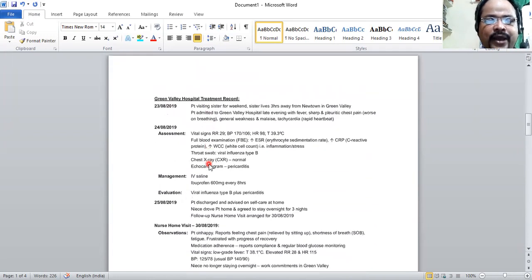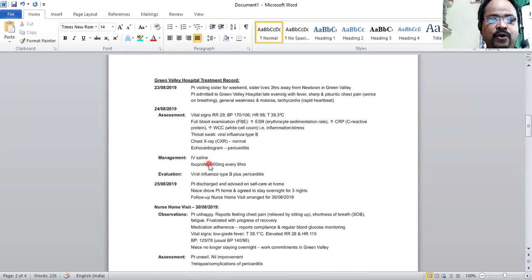Now we have the treatment record, and we need to brief those treatment records. On the 23rd, the patient was admitted to Green Valley Hospital, and on the 24th she was diagnosed with viral influenza type B and pericarditis. So she had two problems when she was examined at Green Valley Hospital. The first was a viral infection, and the second was pericarditis, which was confirmed.